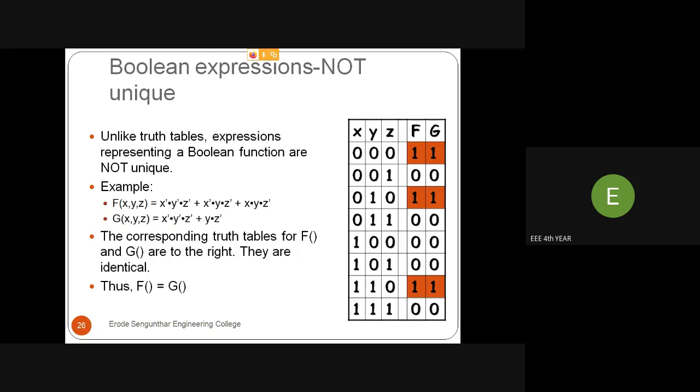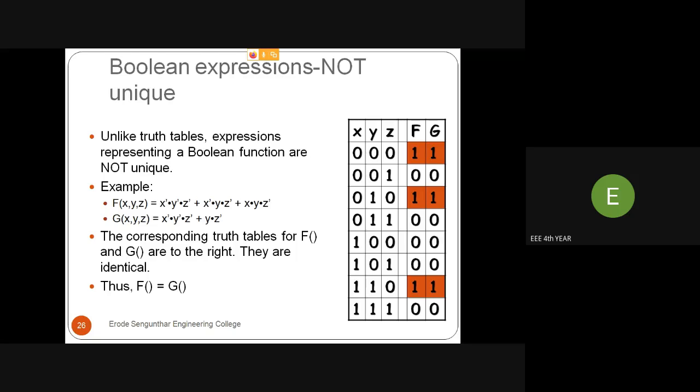Now take the last two terms. Check x bar y z bar plus x y z bar. Take y and z bar as common. Now in the bracket, x plus x bar is considered as 1. Therefore g of x, y, z is equal to some expression.